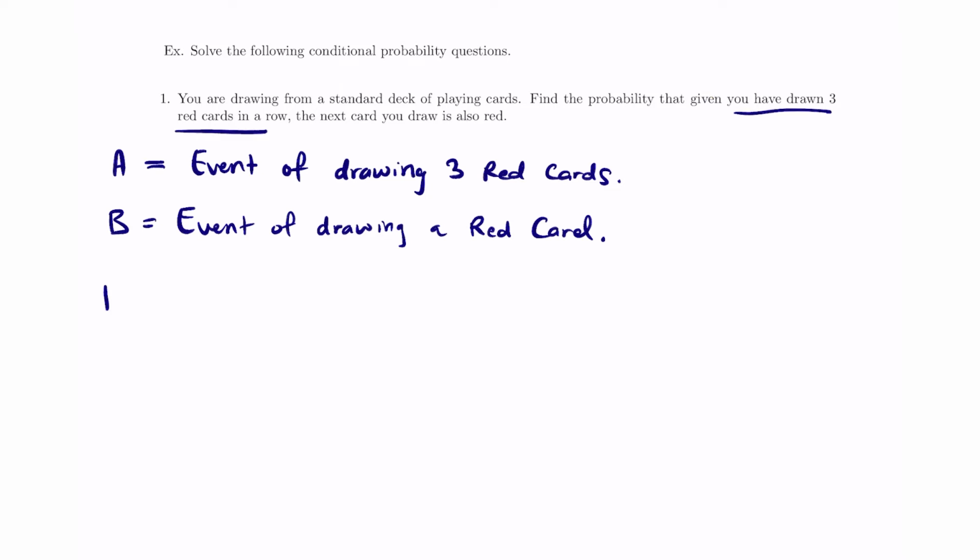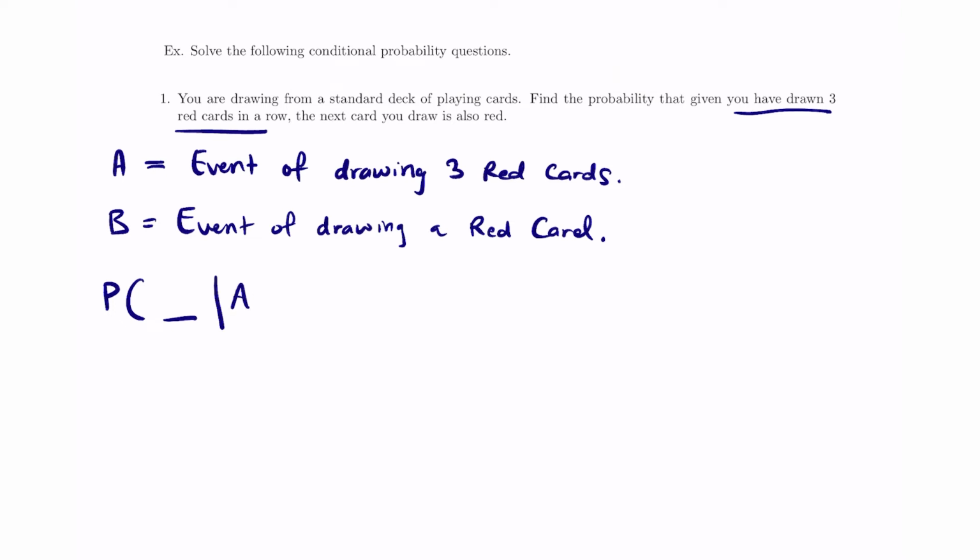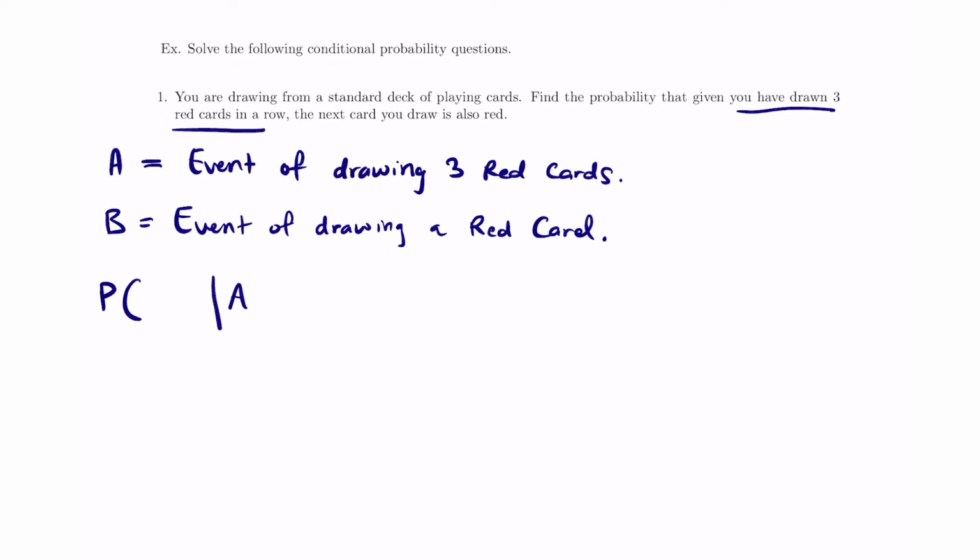So that's going to be the probability of something given that we've done the 3 red card draw, which is event A. So what's the other event left over? It's event B. So what we're saying is that if I've already drawn 3 red cards, the next card is going to be red. So that's event B. So we want the probability of B given A, and we know from our probability formula that this is the same as B intersect A divided by the probability of A.